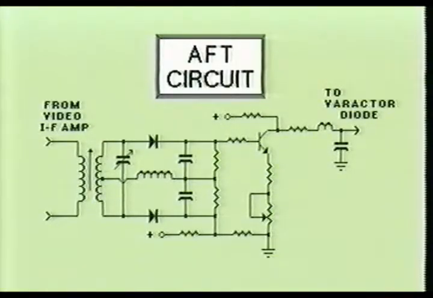Now, whenever the local oscillator or tuner drifts off frequency, the video IF amplifier will reflect this change, and the Foster-Seeley discriminator will respond by generating an error voltage. This error voltage is inverted, amplified, and adjusted through the common emitter circuit and fed to the varactor diode within the local oscillator stage.